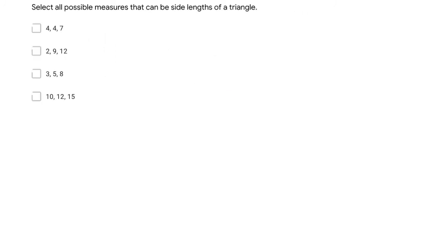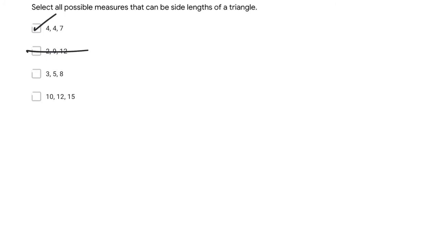This problem's triangle inequality theorem, meaning pretty much if you have 3 sides given to you, you're trying to figure out which can be possible measurements that are side lengths of a triangle. When you're given all 3 of them, the only thing you have to do is add the 2 smallest numbers up to make sure they're bigger than the third. So 4 plus 4 is 8. 8 is bigger than 7. That works. Then on the next one, we have 2 plus 9. 2 plus 9 is 11. 11 is not bigger than 12, so that does not work.